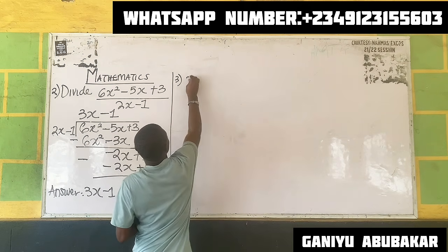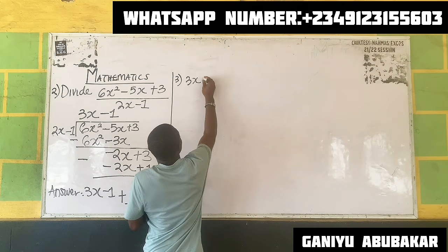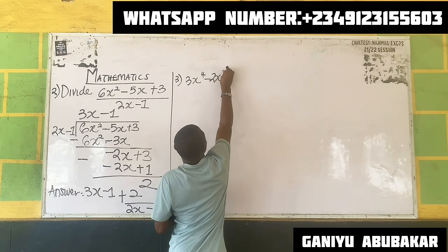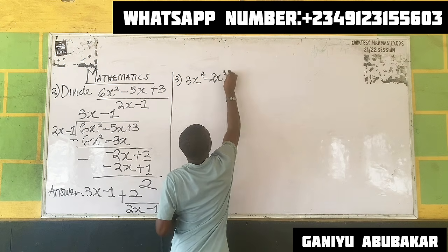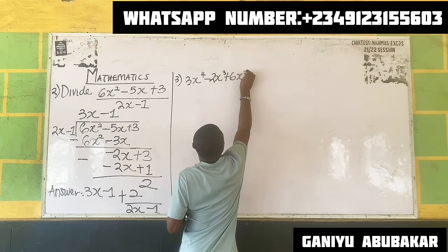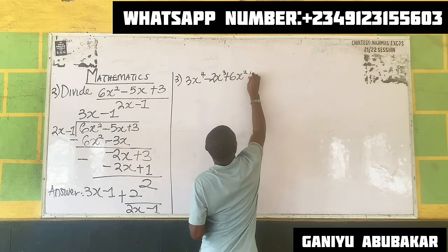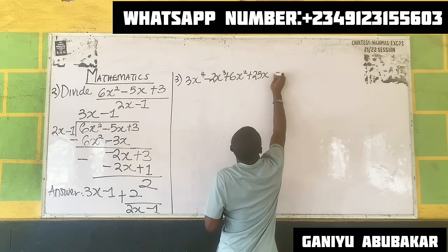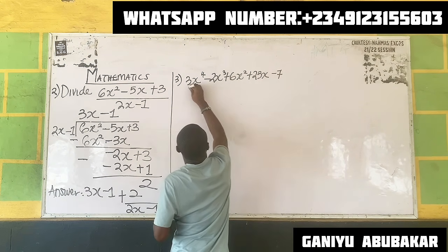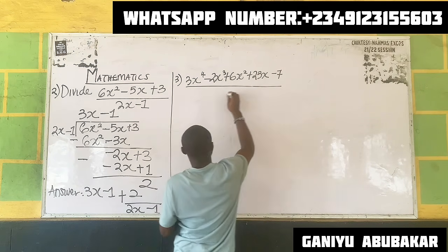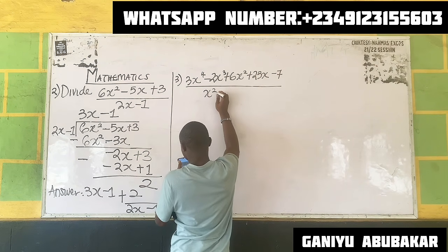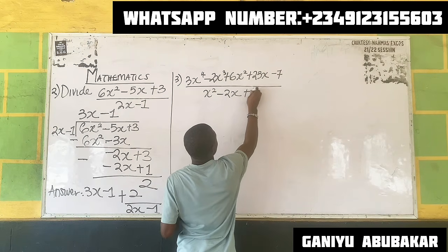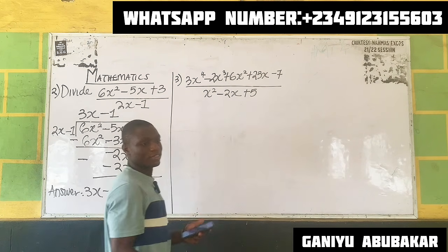All right. I'm having 3x to the power of 4 minus 2x cubed plus 6x squared plus 23x minus 7 divided by x squared minus 2x plus 5. All right. I'm having this.